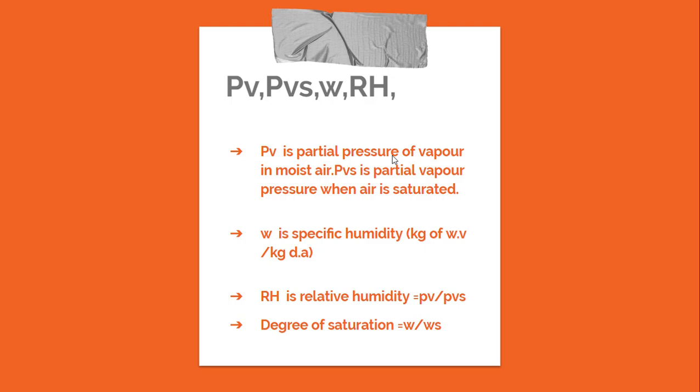If I take saturated air and do the same exercise, measuring the partial pressure of water vapor in it, that would be called PVS. So PV is the partial pressure of water vapor, and PVS is also the partial pressure of water vapor, but here the air is saturated. The other term of interest is omega. Omega is the specific humidity. As the term indicates, it is humidity per unit mass of dry air.